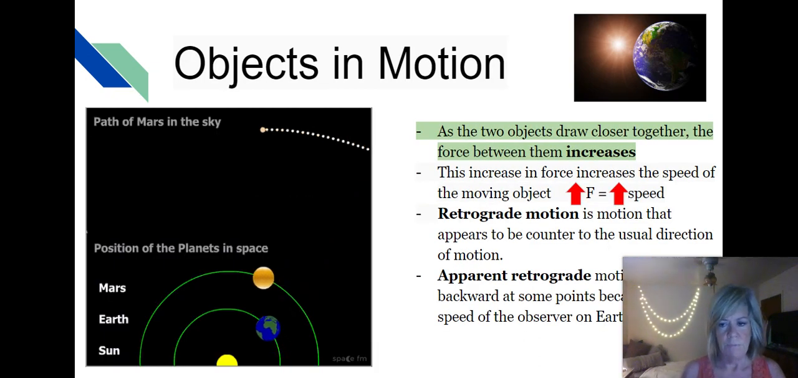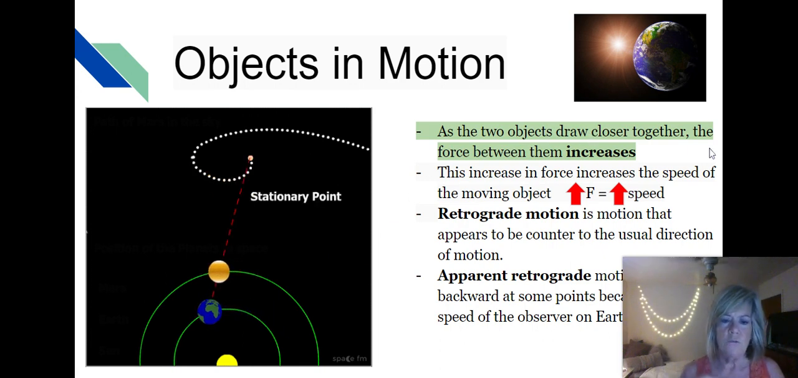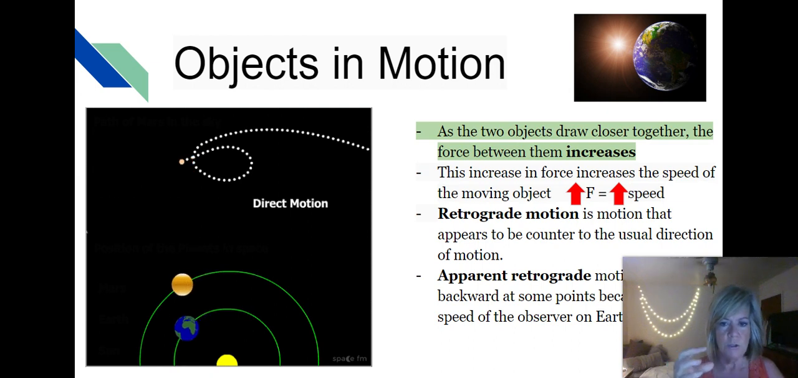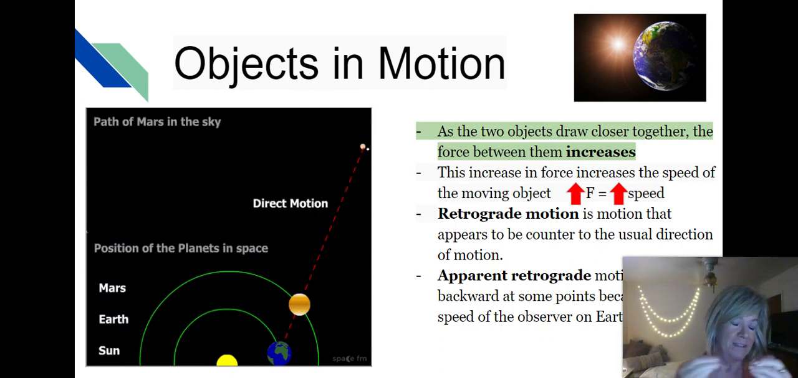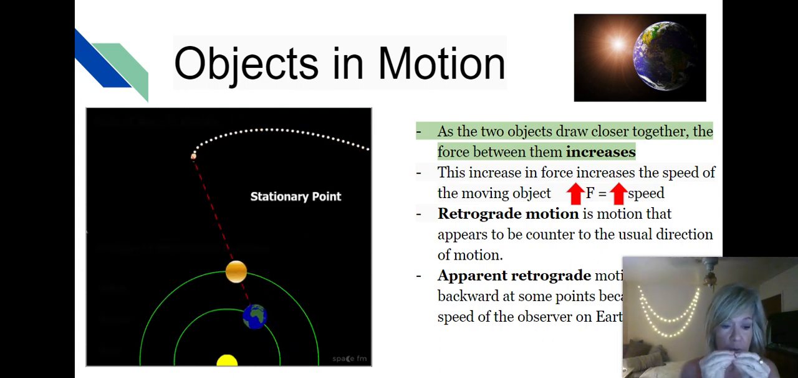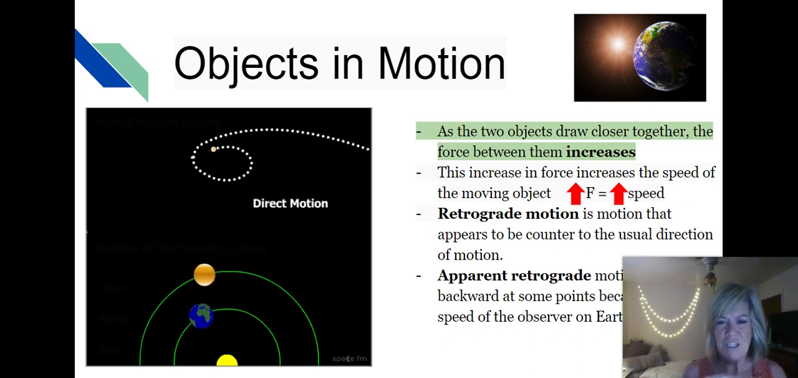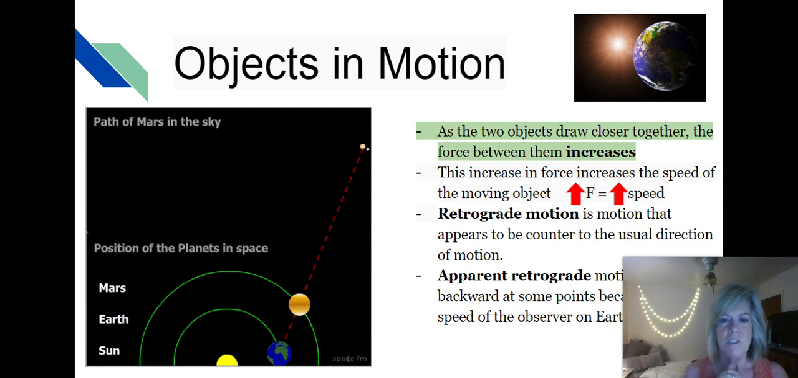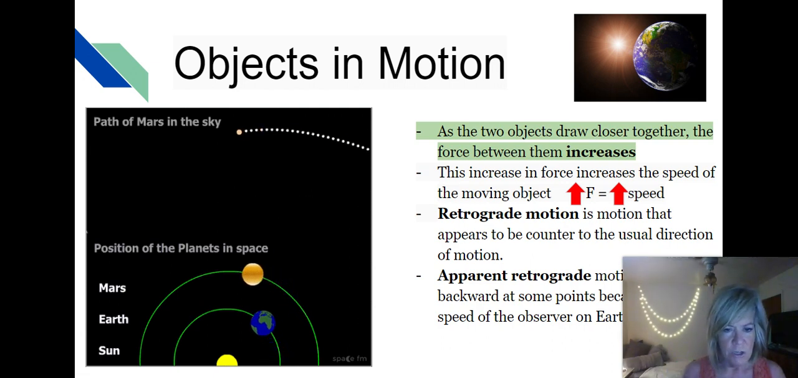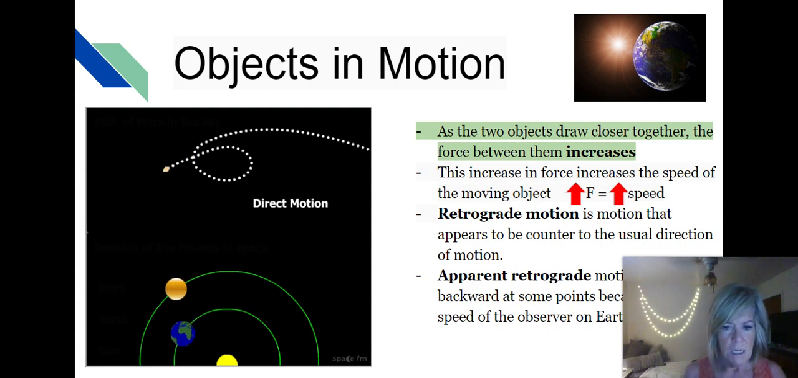So when objects are in motion, there are different kinds of motion. As two objects draw close together, the force between them increases. Think about them getting closer and closer together, like two magnets with opposite poles. As they get closer, you can't even hold them apart anymore, and they're attracted. It's similar to that. Not quite the same force, but you get the idea. Then, as you pull them apart, that attraction becomes a little bit less. So as the objects grow closer together, the force increases. Okay, so increased force equals increased speed. When you put those two in the same direction, you get increased speed.